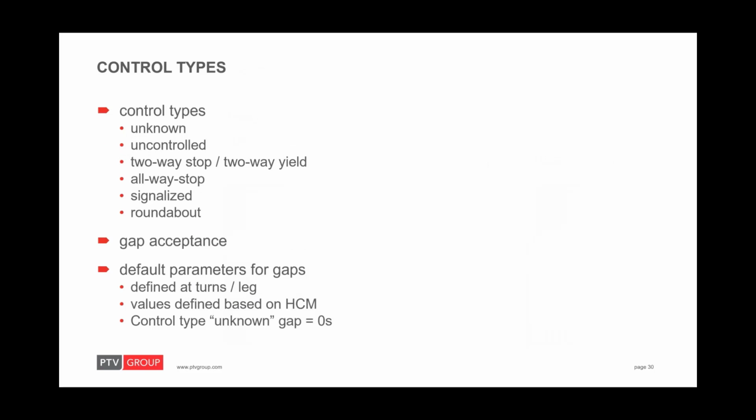With intersection control types in the simulation-based assignment, we can model the following control types. You can have unknown control type, an uncontrolled intersection, two-way stops or yields, then all-way stops. Then we can also have signalized intersections as well as roundabouts. Depending on the type of intersection control you have, gap acceptance will be modeled, and then default gap parameters in the simulation-based assignment are set based on the HCM.